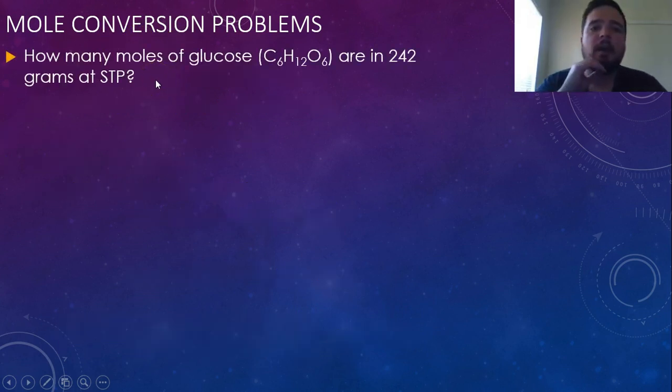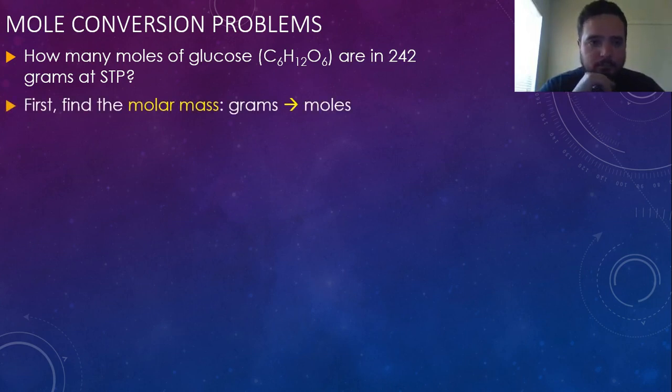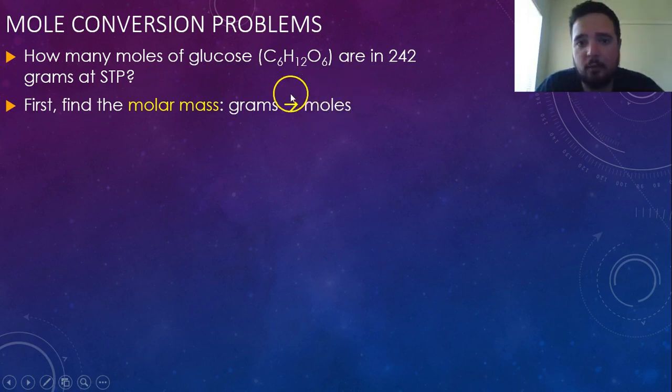All right. How many moles of glucose, C6H12O6, are in 242 grams at STP? Well, the thing is, this is a nice one. We're only going from grams to moles. Based off your conversion chart, you only have to do one conversion. So one arrow means one conversion factor, and you just need the molar mass.